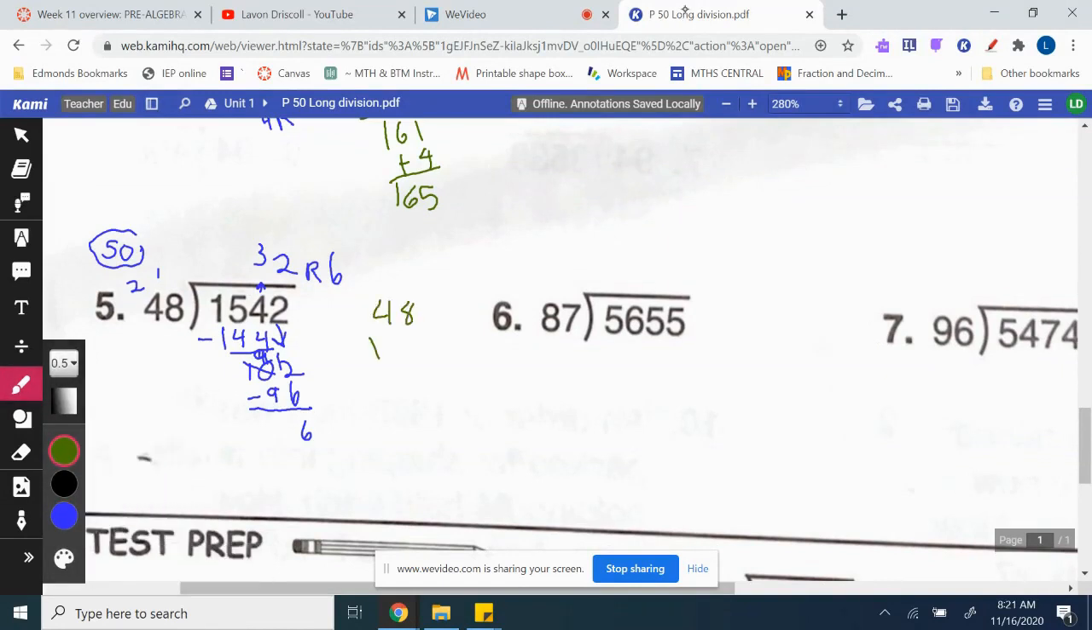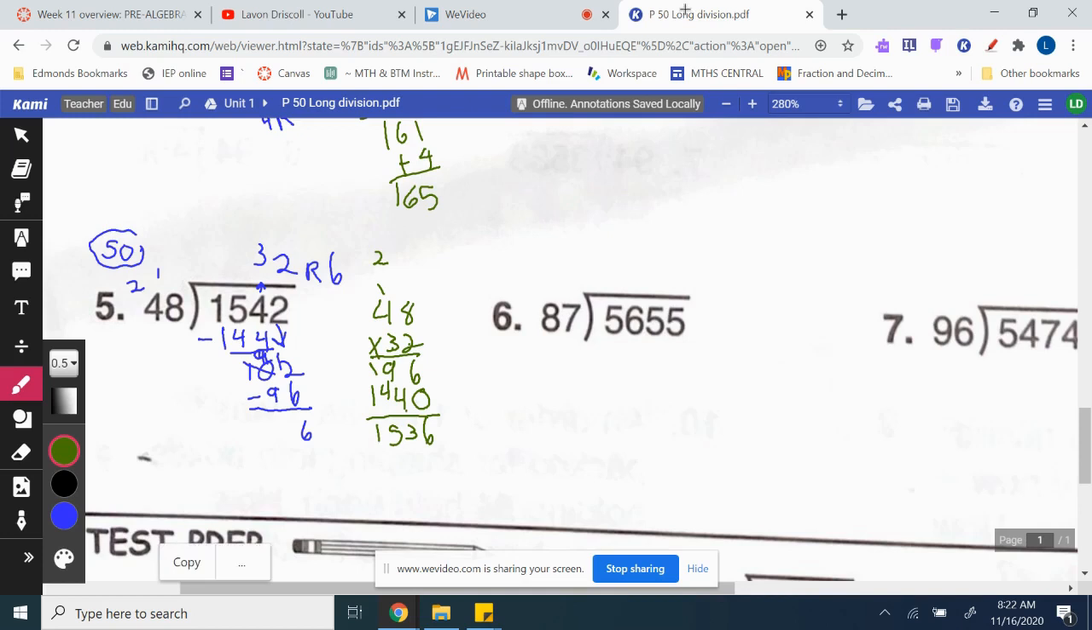48 times 32. And then we're going to add our 6. 2 times 8 is 16. Carry the 1. 2 times 4 plus 1 is 9. Put my 0 for my placeholder. 3 times 8 is 24. Carry my 2. 3 times 4 is 12, plus 2 is 14. I get 6. 9 plus 4 is 13. Carry my 1. 1 plus 4 is 5. And 1 plus nothing is 1.